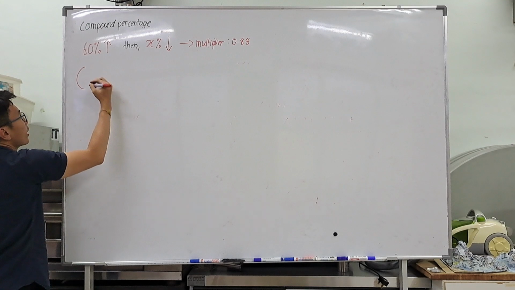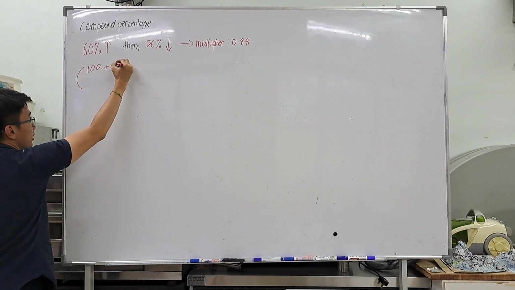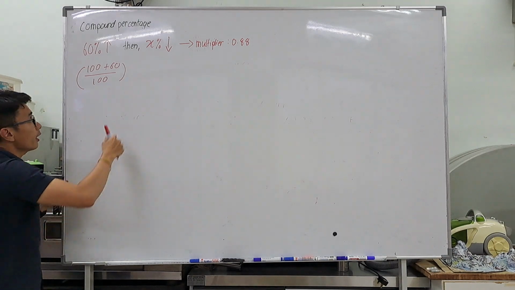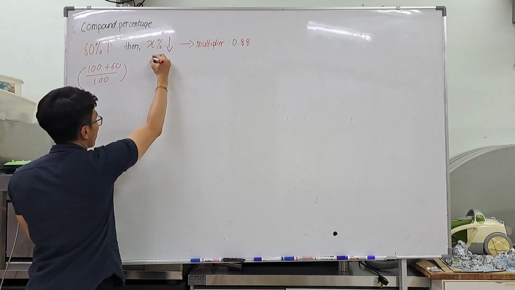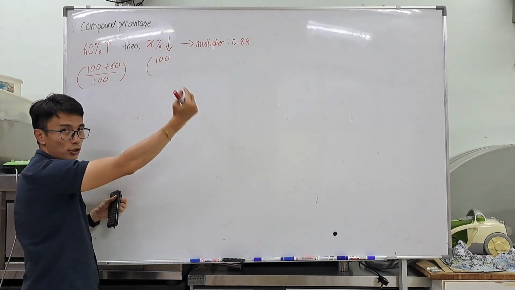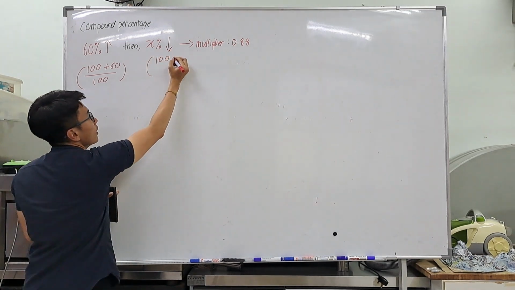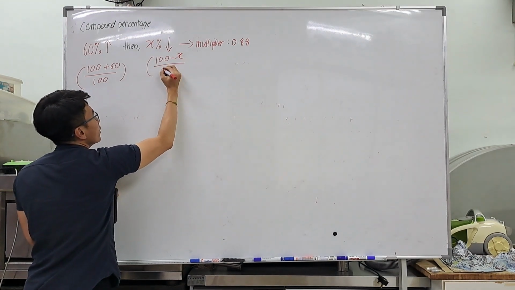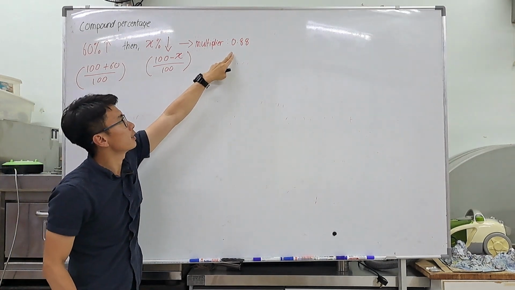I'm going to use the multiplier formula, which is going to be 100, and since it's increased by 60, I'm going to plus 60, over 100. And then what about this one? How do I convert this percentage to a multiplier? I'm going to write this as 100. Since I do not know the percentage here, that will be my unknown, x, but I know the percentage is reducing. So I'm going to subtract x, over 100. And the last part, the multiplier, is 0.88.